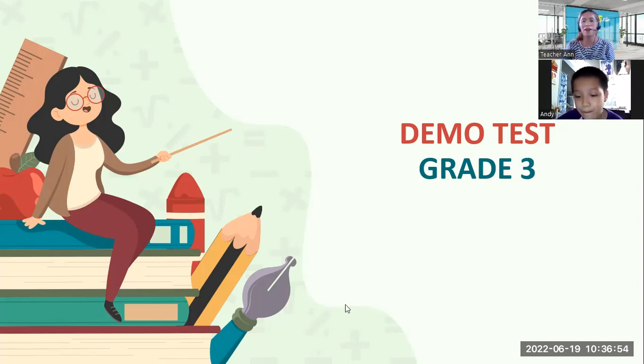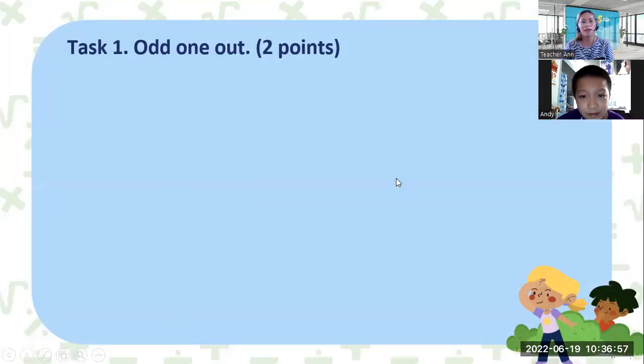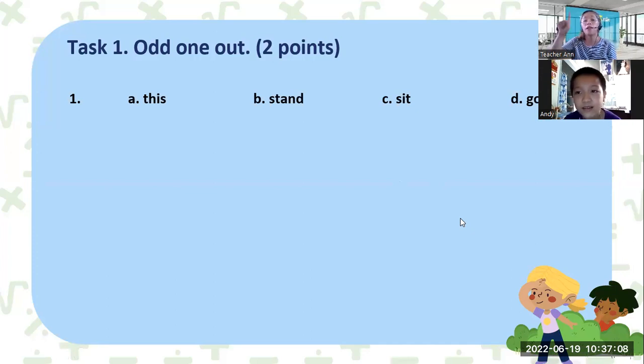Okay, so now let us have here, first, odd one out. What you are going to do is encircle the one which is different. Number one: stand, sit, and go. What do you think is the difference? Okay, can you encircle the different one? It is stand, it is sit, or it is go. What is the different one? A, B, C, or D?